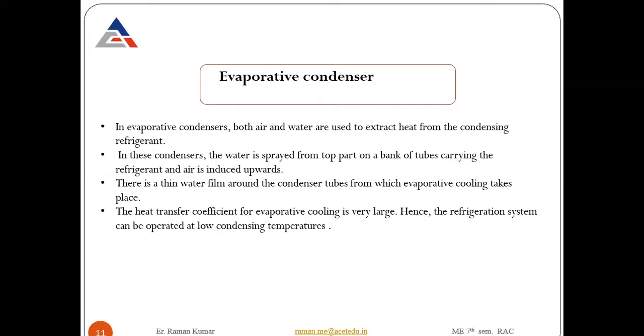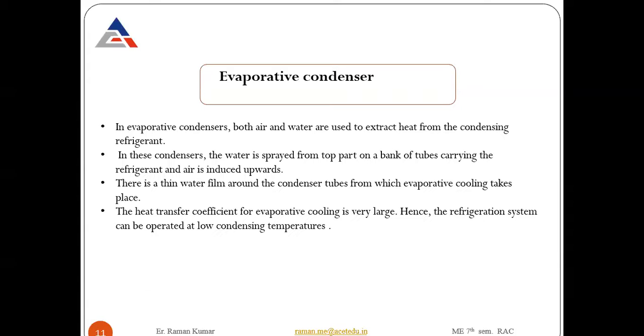In evaporative type condensers, both air and water are used to extract heat from the condensing refrigerant. So in an evaporative condenser, both air and water are used to remove the latent heat. In this condenser, the water is sprayed from the top part of the bank of tubes carrying the refrigerant, and air is induced upward. So in this case, the water flows from the upper side and is thrown on the pipe in the form of mist, like a shower, through a nozzle. When it is thrown on the pipe, what will happen?